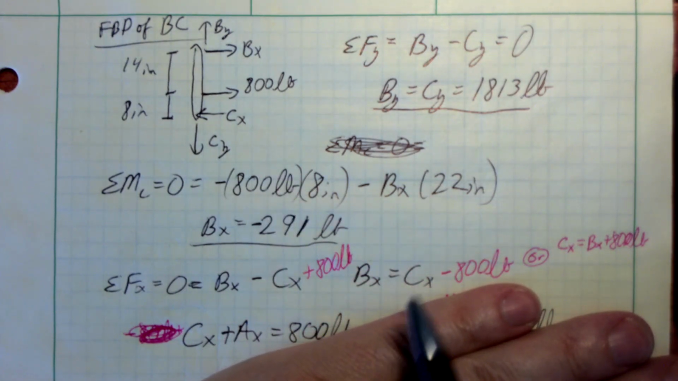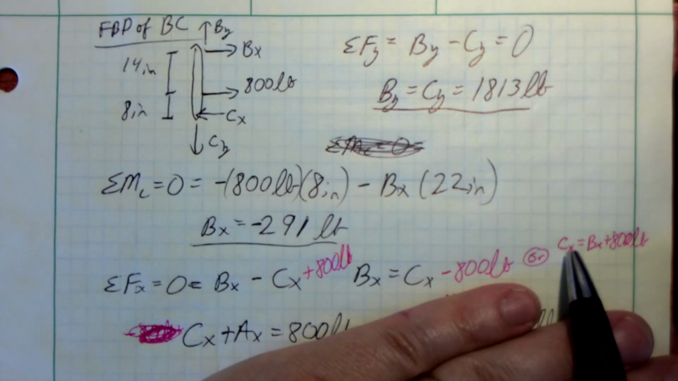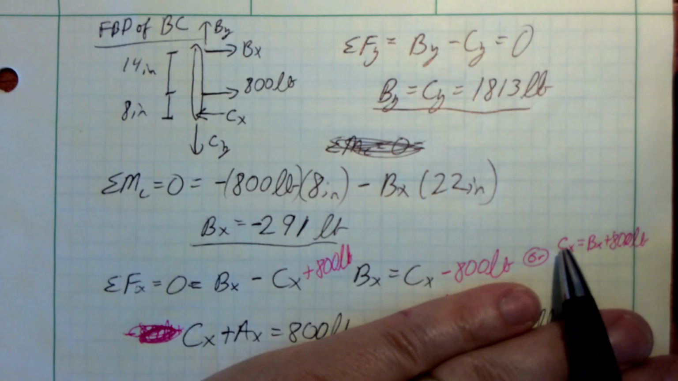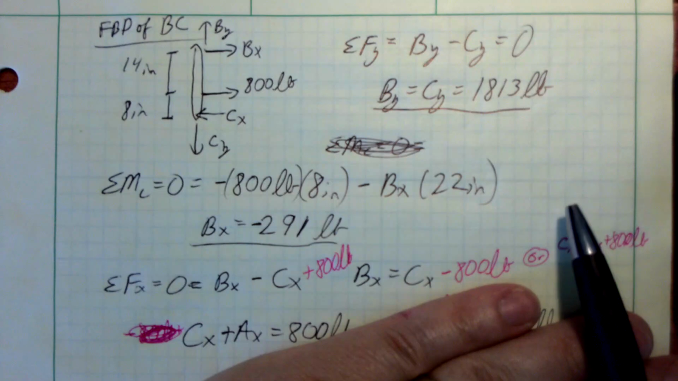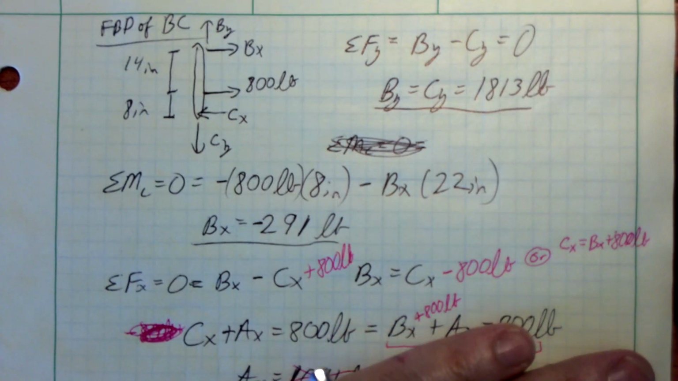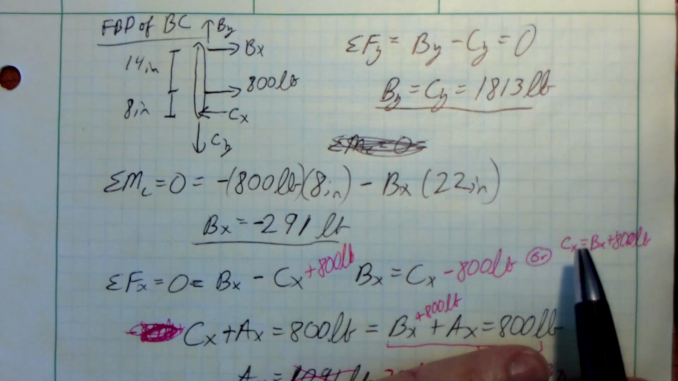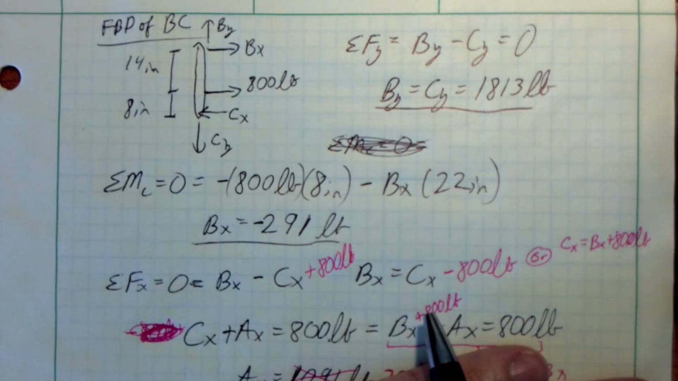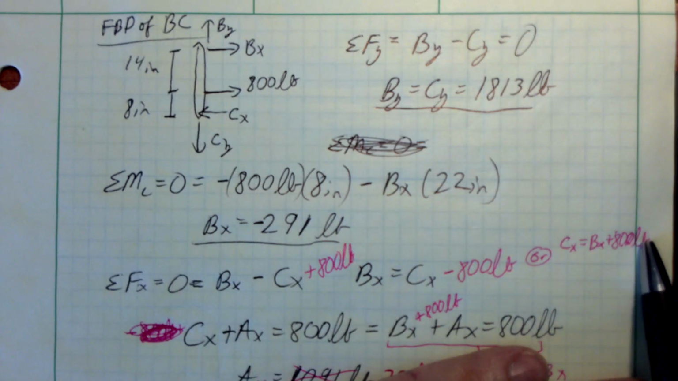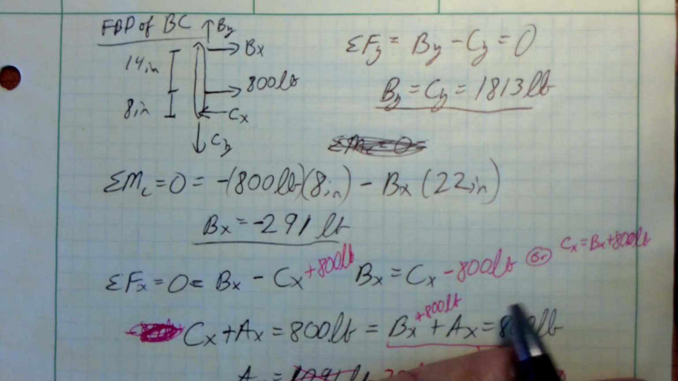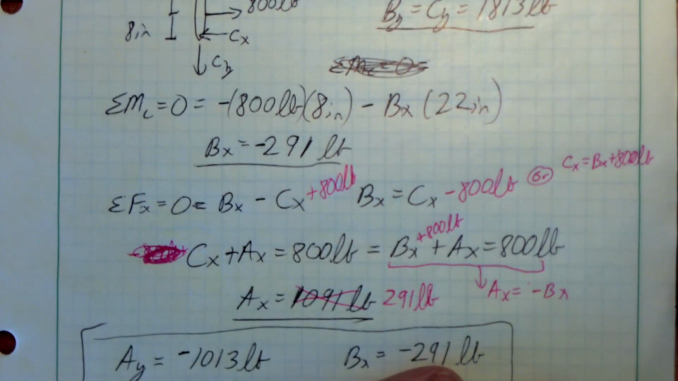So BX is equal to CX minus 800 pounds, or really what I need is CX is equal to BX plus 800 pounds. This is what I need because I remember from earlier CX plus AX is equal to 800 pounds. Now I know CX is BX plus 800 pounds, so BX plus 800 pounds plus AX is equal to 800 pounds. Just plug in for CX. I've got 800 pounds on both sides of this equation. So AX plus BX is equal to 0, meaning AX is equal to a negative BX.